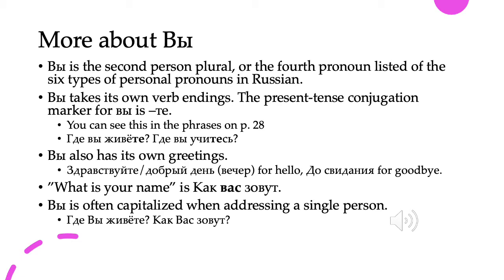If we want to ask someone what is your name, we say как вас зовут? Note here again, we have what is the accusative case of вы. So we're going to turn it into вас. And we're saying, what do they call you? Как вас зовут?